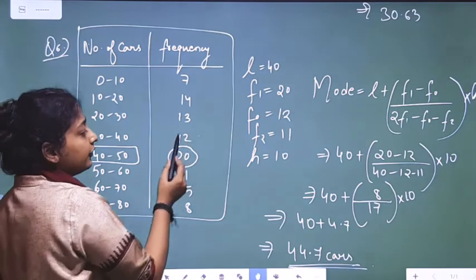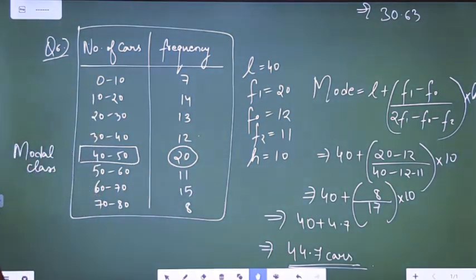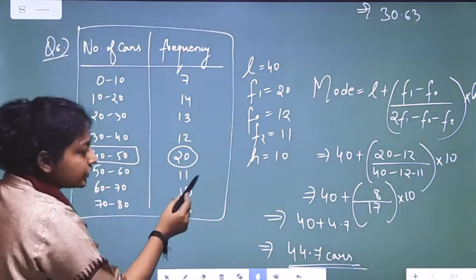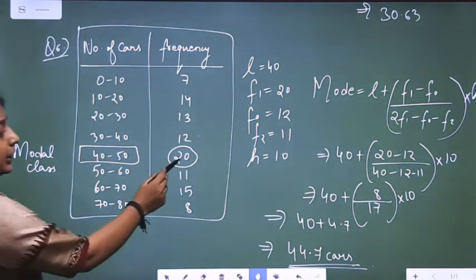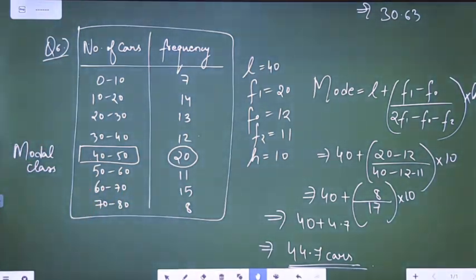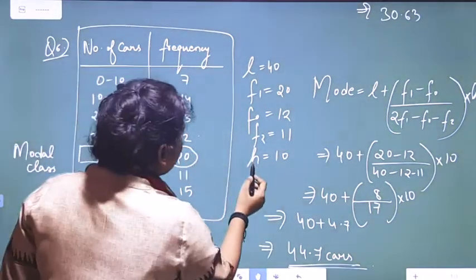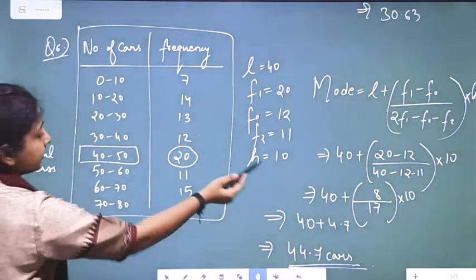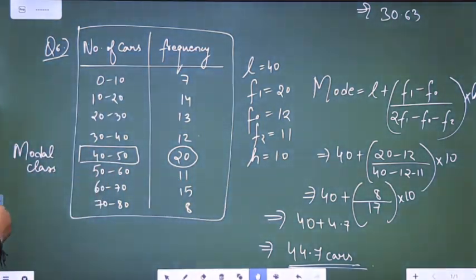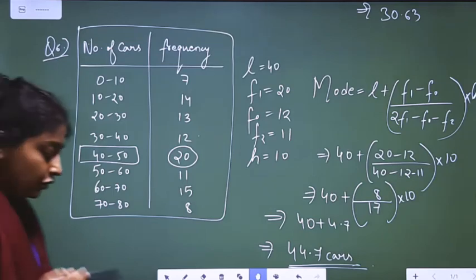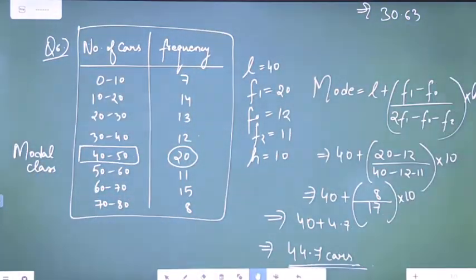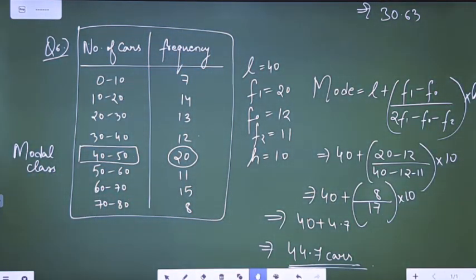F0 is the frequency just above this frequency, and F2 is the frequency just below this maximum frequency, and H is the class size. For class size, see what is the gap between the interval, that will be our class size. So this is how we will be calculating the mode of grouped data. I hope this is very clear to you. Thank you. This is all for this video.